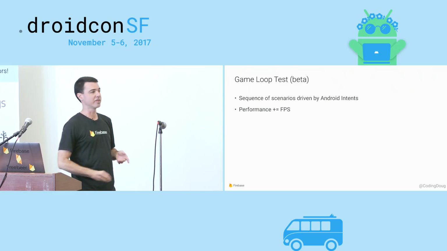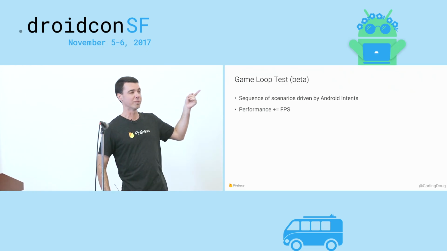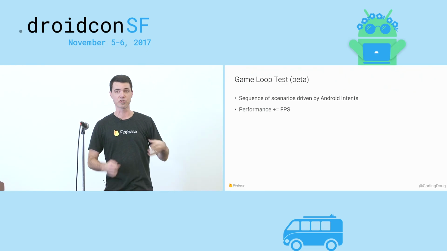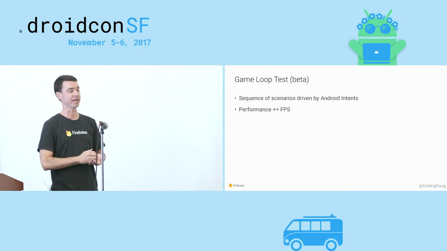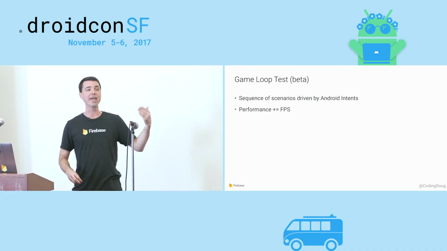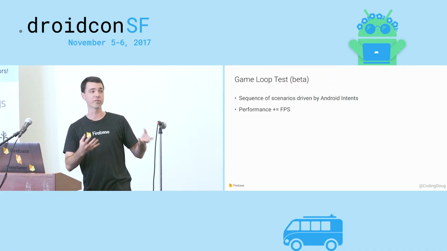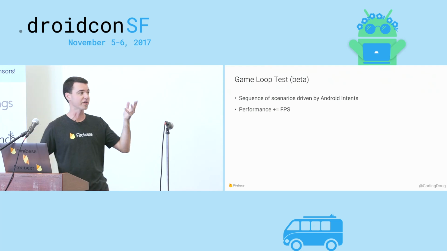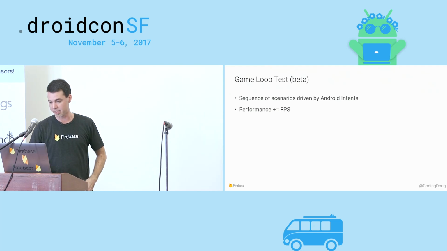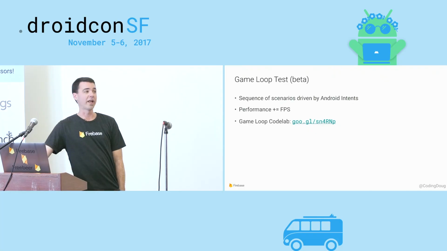If you do a game loop test, you'll also get an additional performance log for frames per second, which is, of course, big for games, right? Games want to be running at a nice, smooth 60 frames per second. And it's not even just games. Actually, anything that uses surface view, I believe. An Android surface view is something you use to draw directly when you take over the screen. So any app using a surface view will get FPS included in the performance tab. And there's a codelab for this as well.